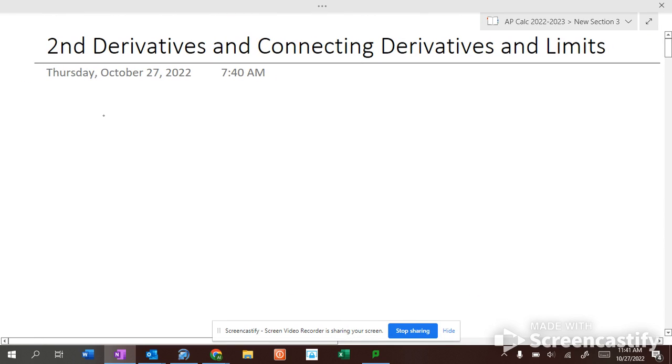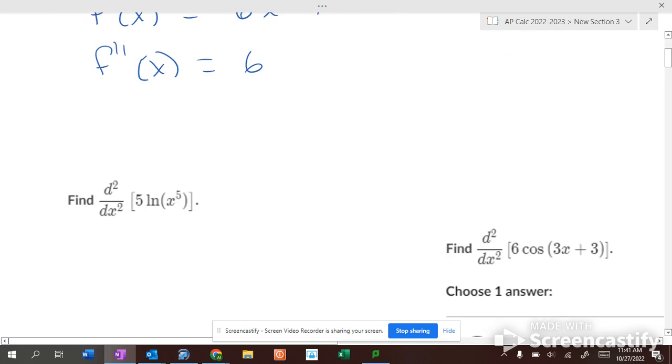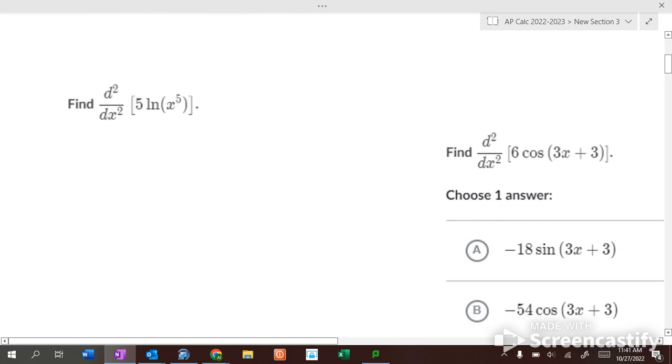So if f of x equals 3x squared minus 7x, what's the first derivative of that? 6x squared minus 7. No, just 6x minus 7. And then what's the second derivative? 6. Just 6. Second derivative, super easy, right? Nah, not so much. Because we get into the more complicated ones.